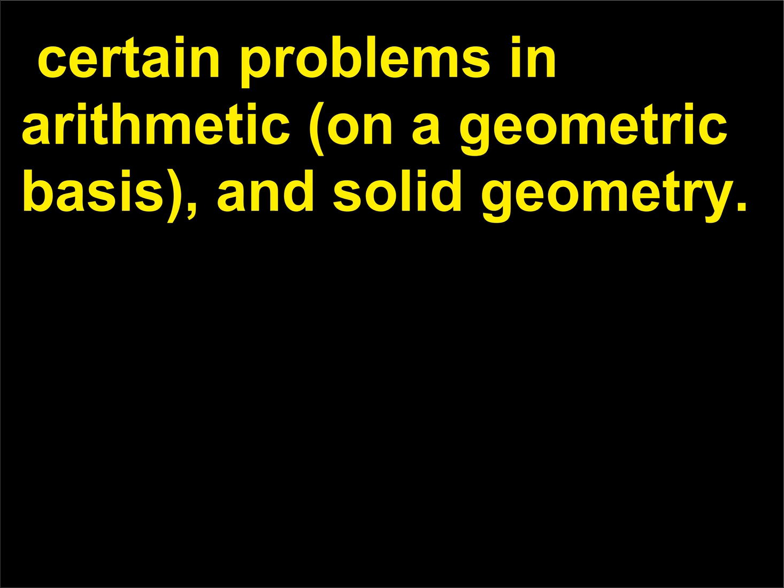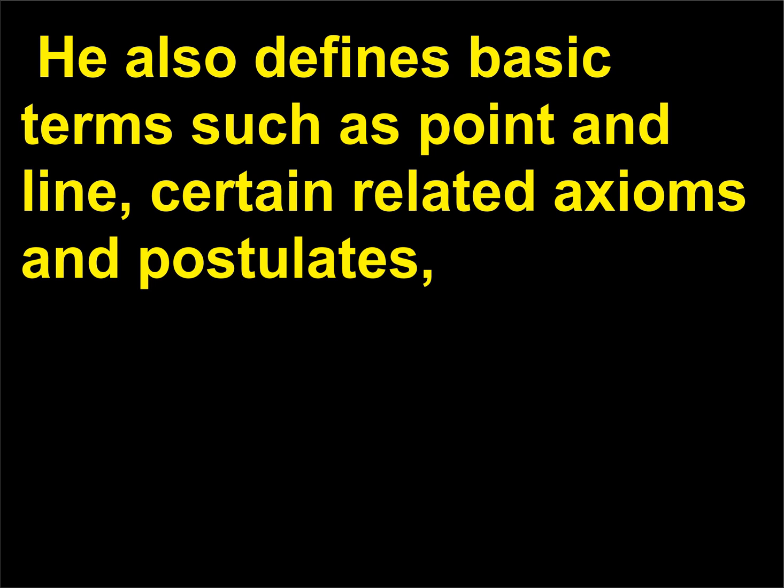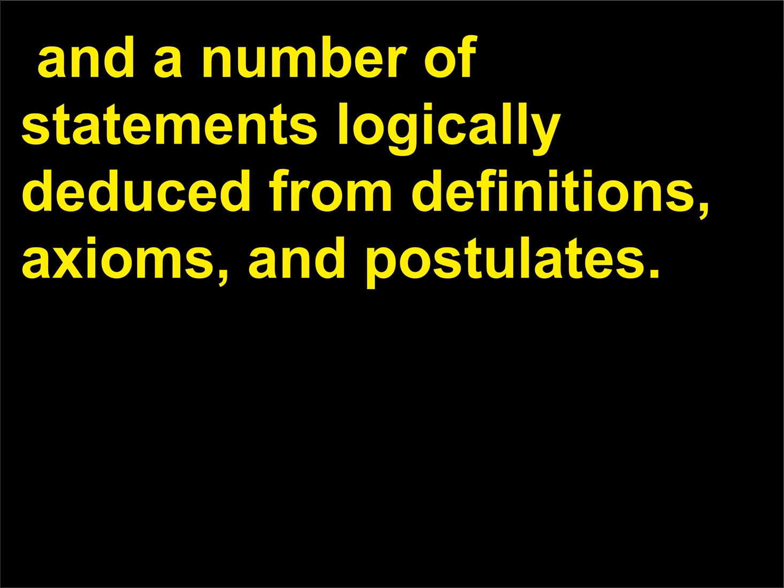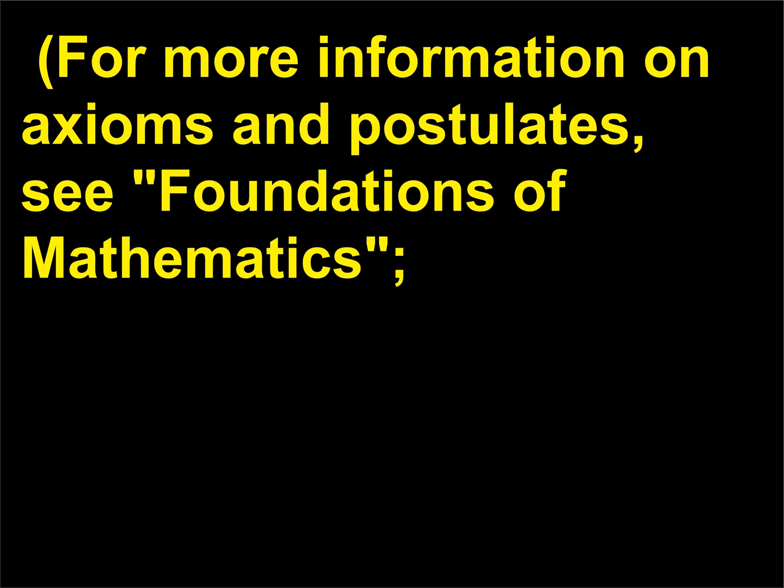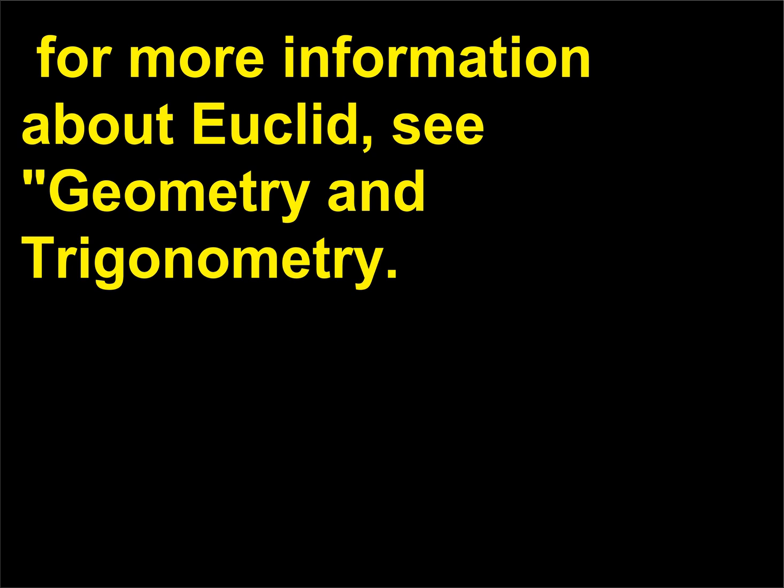He also defines basic terms such as point and line, certain related axioms and postulates, and a number of statements logically deduced from definitions, axioms, and postulates. For more information on axioms and postulates, see Foundations of Mathematics. For more information about Euclid, see Geometry and Trigonometry.